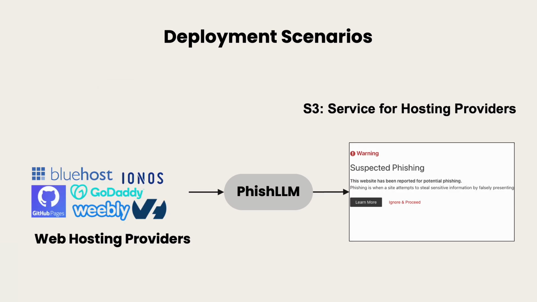Scenario 3 is to collaborate with the web hosting providers. Web hosting providers can use our tool to monitor the potential phishing sites exploiting their hosting services and effectively take them down. These deployment options ensure that PhishLLM can integrate seamlessly into different security infrastructures, providing robust phishing protection.